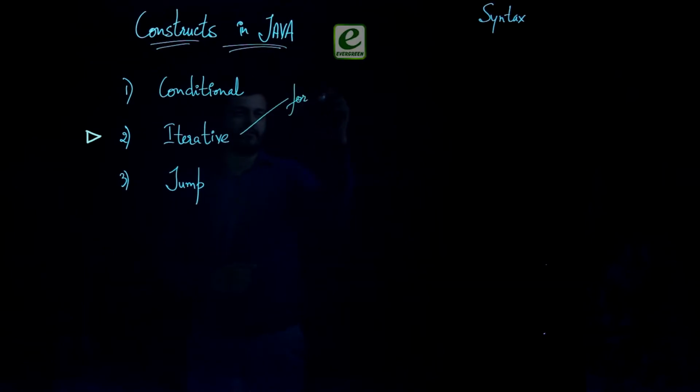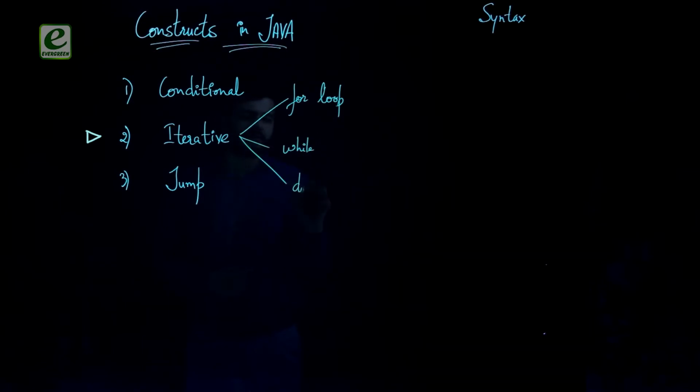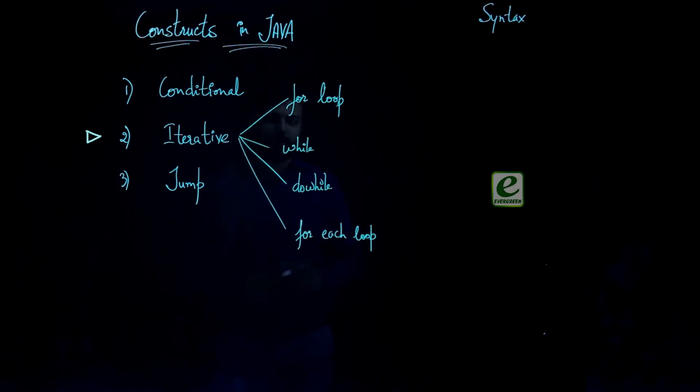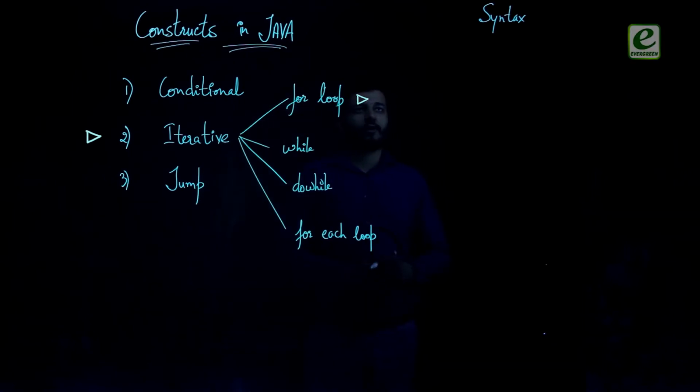So the first one is for loop, second is while, and third one is do while. The fourth one is also available, that is called the for each loop. I'll tell you what the for each loop is, but let's begin with the for loop. So the syntax of the for loop.